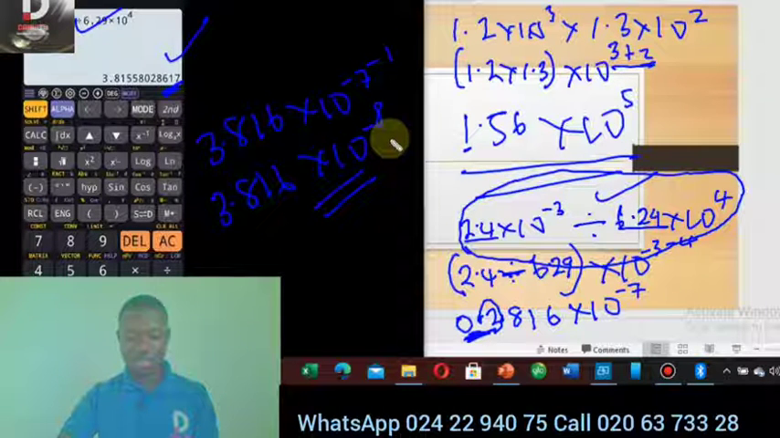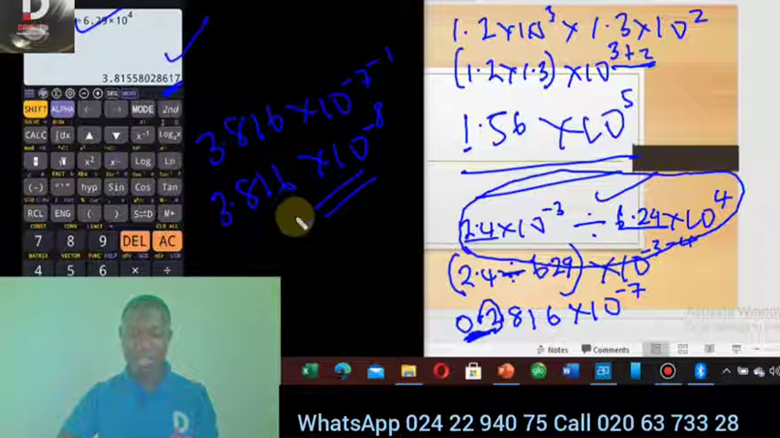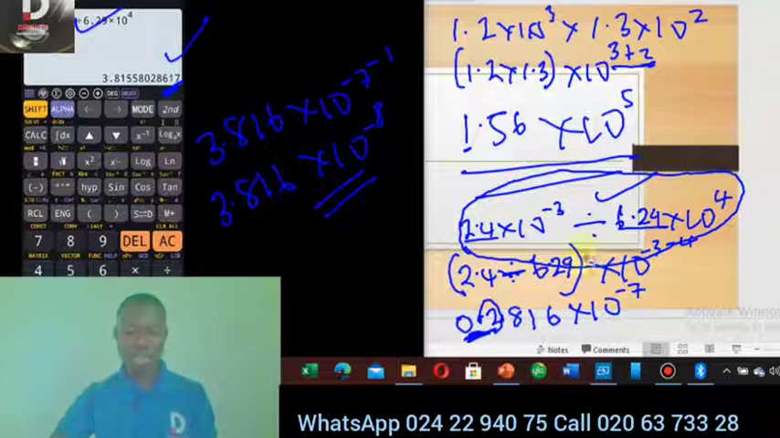But the power is not indicated here. On your mobile phone, on your normal calculator, the power will show. Then you use it to move. So the next time you use a normal calculator, you see how it works. Alright, so try with your calculator and see how it works.